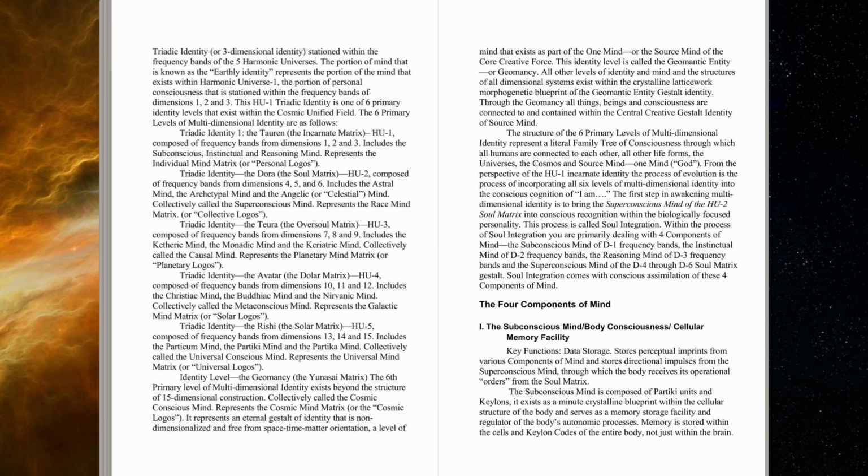Within the process of soul integration, you are primarily dealing with 4 components of mind: the subconscious mind of D1 frequency bands, the instinctual mind of D2 frequency bands, the reasoning mind of D3 frequency bands, and the superconscious mind of the D4 through D6 soul matrix gestalt. Soul integration comes with conscious assimilation of these 4 components of mind.